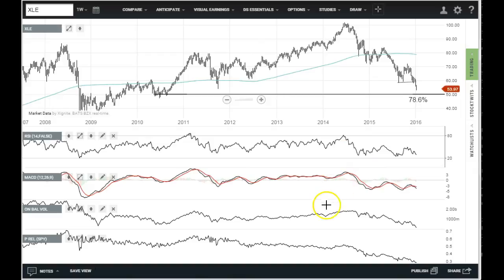RSI in weekly format. MACD, same thing. On balance volume, again, I'm not going to look at that in weekly. And price relative to the S&P 500, still falling out of bed.